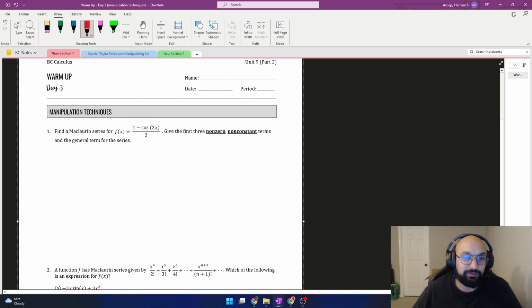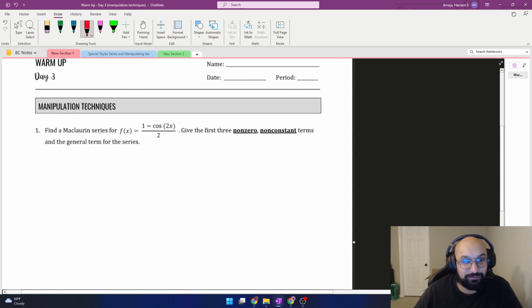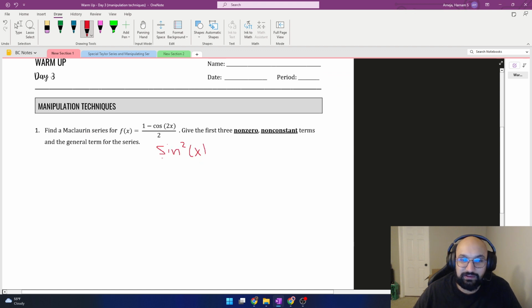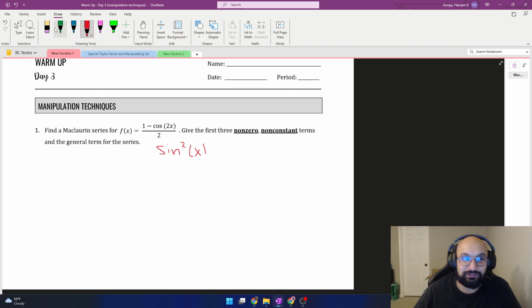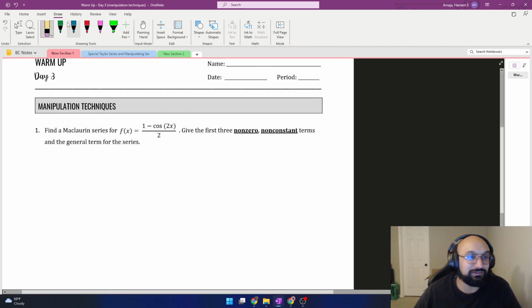When I first look at 1 minus cosine 2x over 2, I actually thought about our last unit and thought about, well, isn't this just equal to the sine squared of x? And then I realized that sine squared of x is not so good to expand, and that's not what we want to do here. But instead what we can do is expand the cosine of 2x.